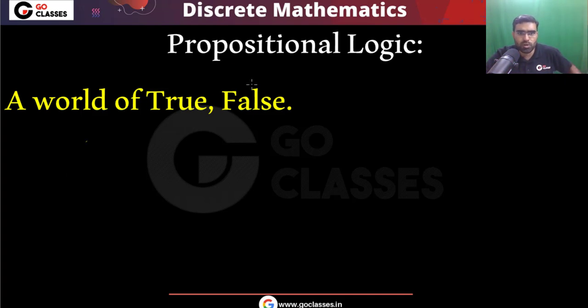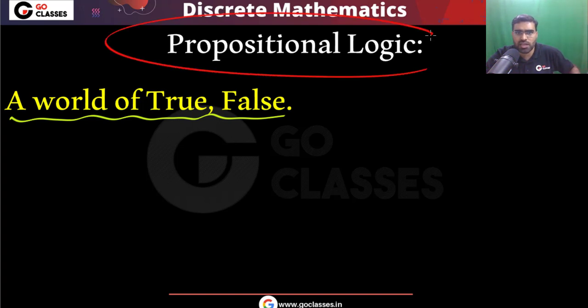So what is this propositional logic? This is a world of true or false. Very simple. In propositional logic, everything is either true or false. Every variable is either true or false. Let me tell you that.